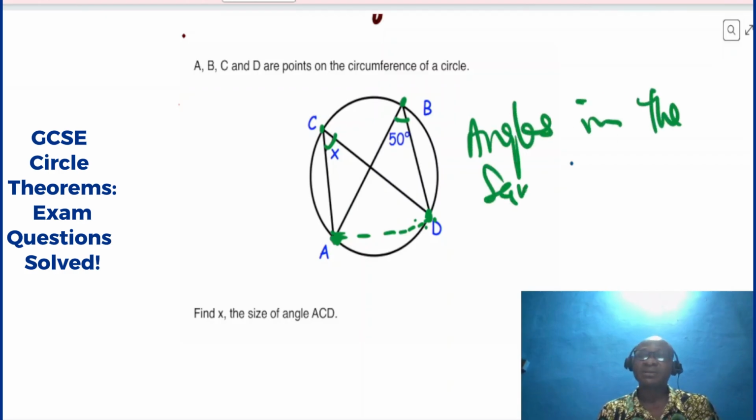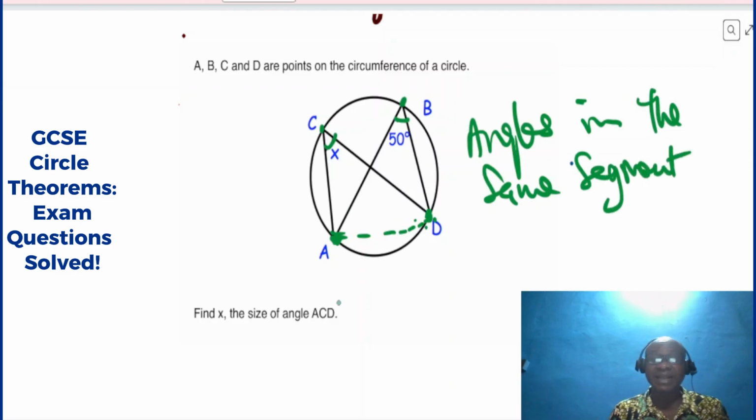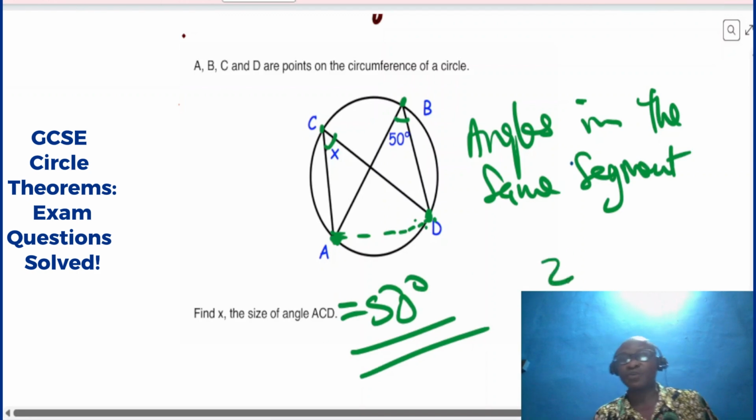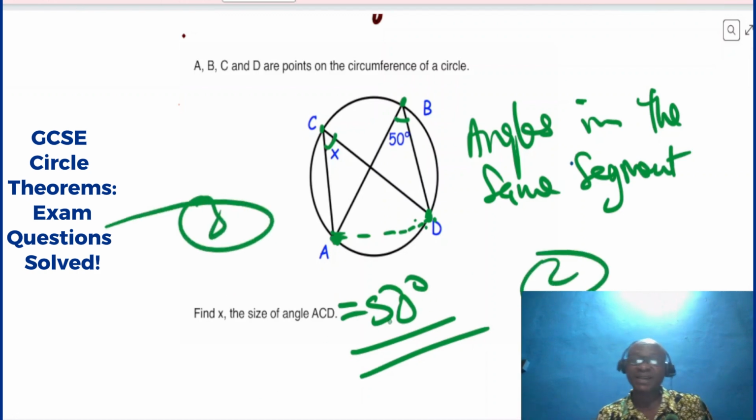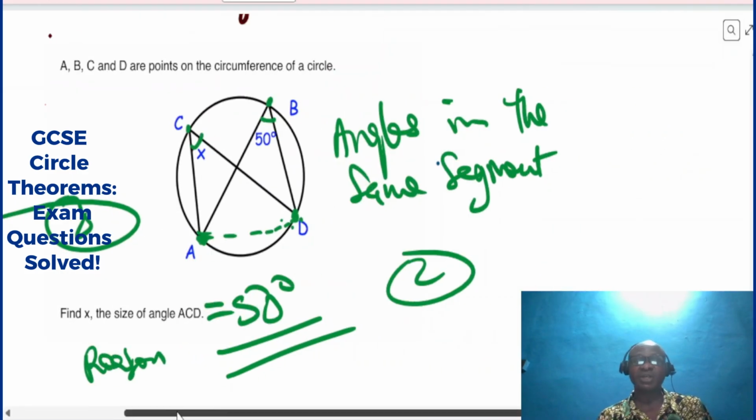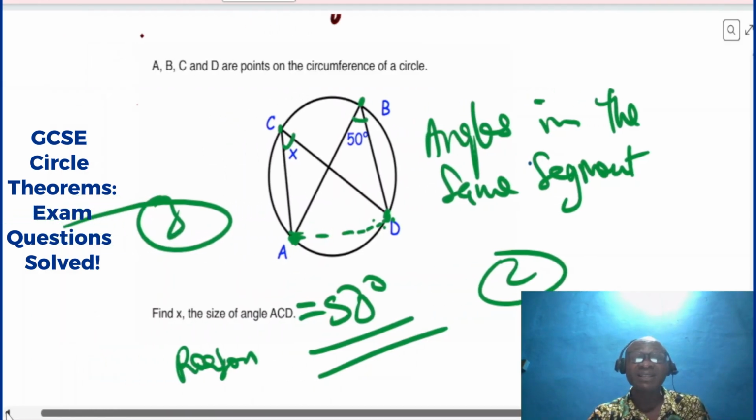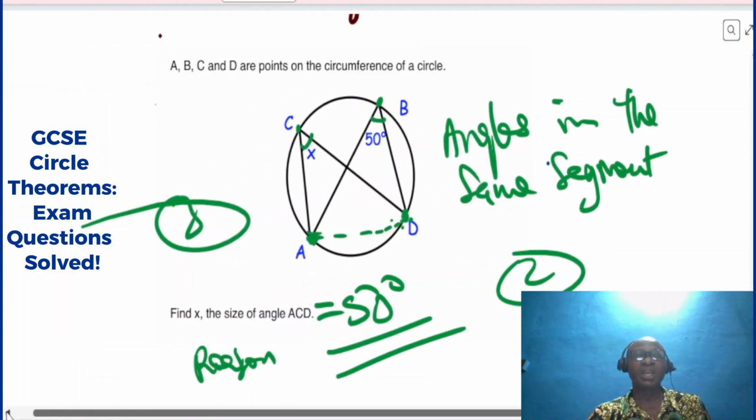Do you understand? That is your reason. Once you write this in the exam and then write your answer as equal to 50, if it is 2 marks, they will give you 2 marks. If it is 3 marks, they will give you 3 marks. But if it is 2 marks and there is a reason required in the question, then they will not give you the full mark until that reason part is included. I hope that makes sense.